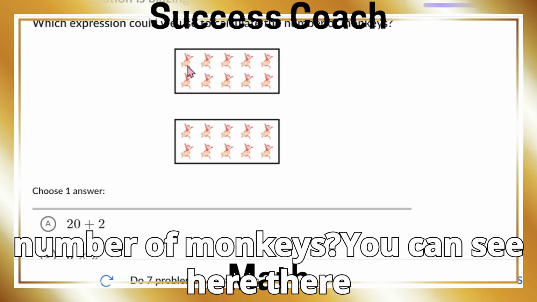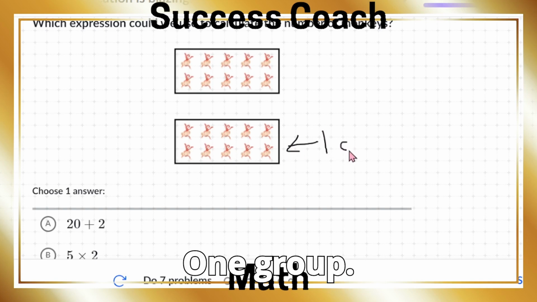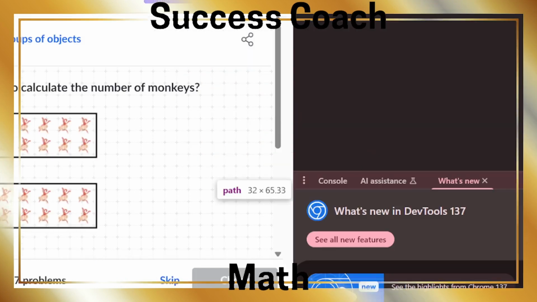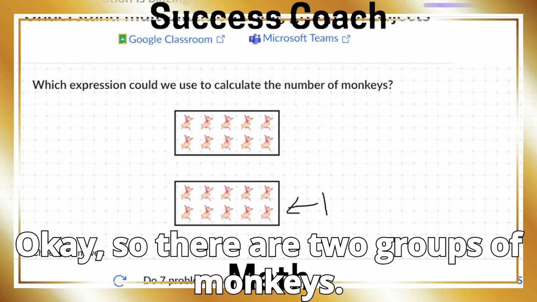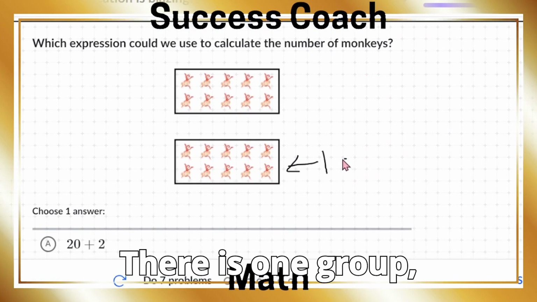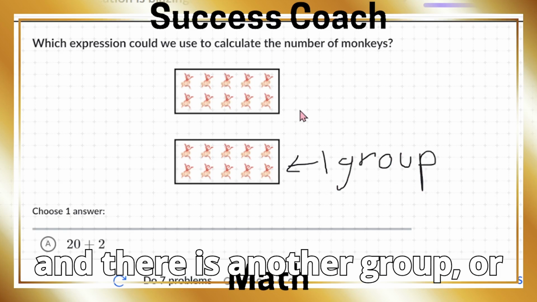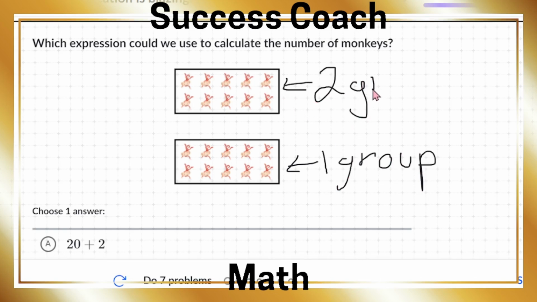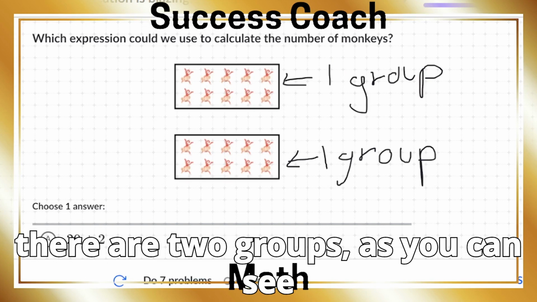We can see here there are two groups of monkeys. One group. Okay, so there are two groups of monkeys. There is one group, and there is another group, or two groups. Or we should just say one group and one group for now. Okay, so there are two groups, as we can see right here.